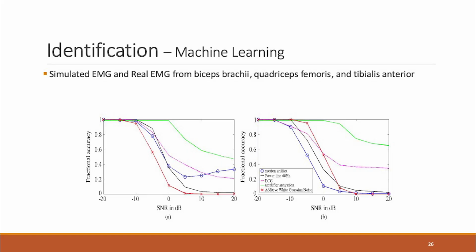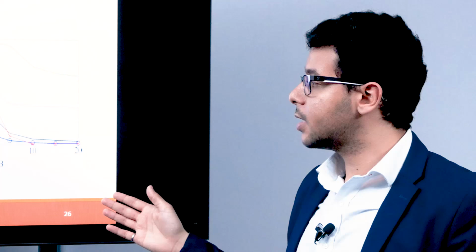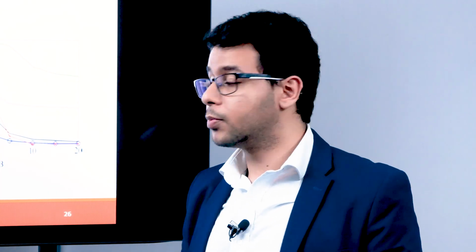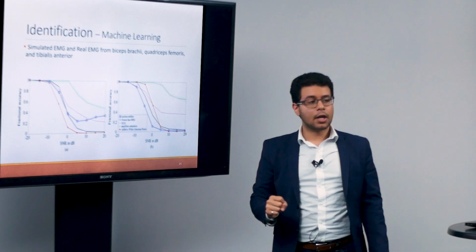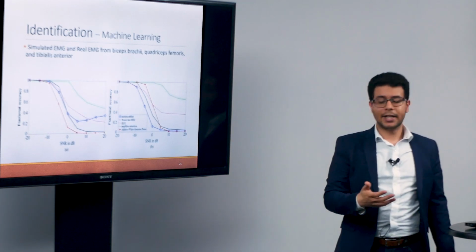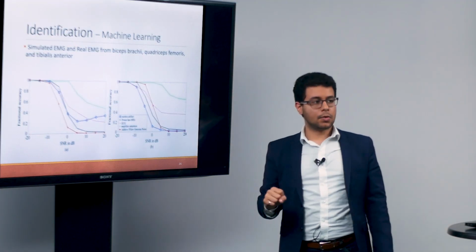So you could see here, the green is the amplifier saturation, red additive white Gaussian noise. Then you have ECG in the pink, power line noise in black, and then motion artifact in the blue. So on the left-hand side is simulated EMG with the noise added to it, and on the right-hand side is actually true EMG that's been recorded from subjects. And you can see that below the zero SNR, you get more or less good accuracy, which makes sense because there is very little contamination as you go above the 0 SNR.